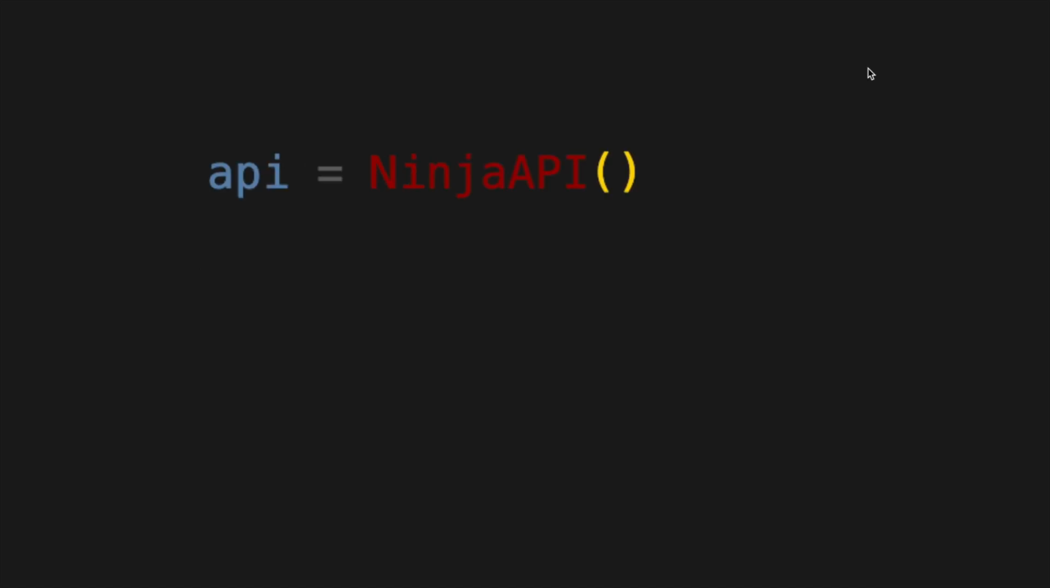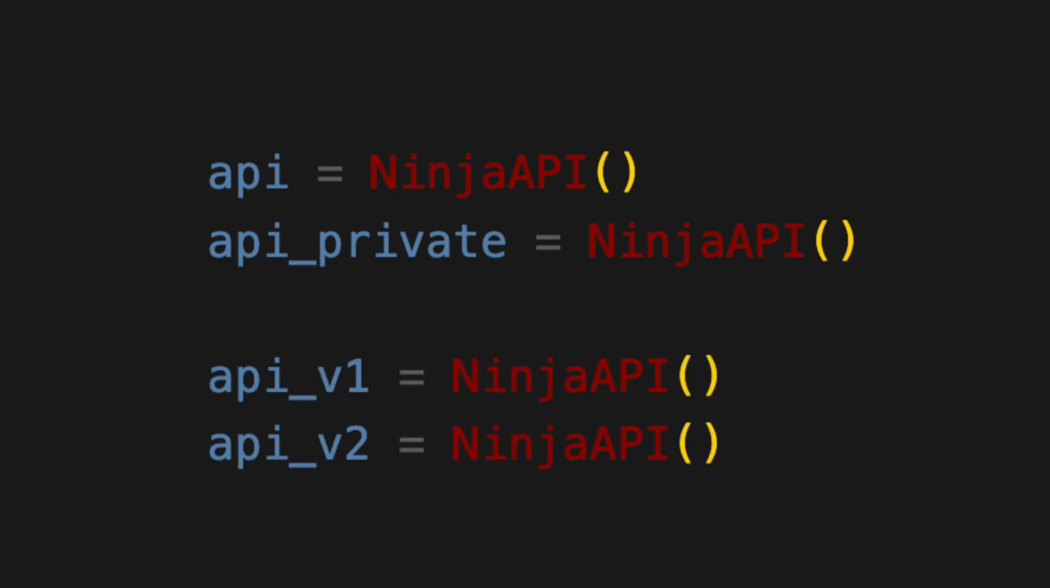Also keep in mind that Ninja API instances are pretty independent. So you can, for example, have a public API in one Django project, and in the same project you can have a private API, and you can even have multiple versions of the same API, and they will all be independent and have their own URLs and routes.